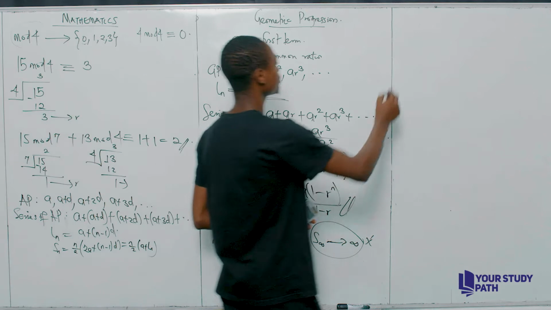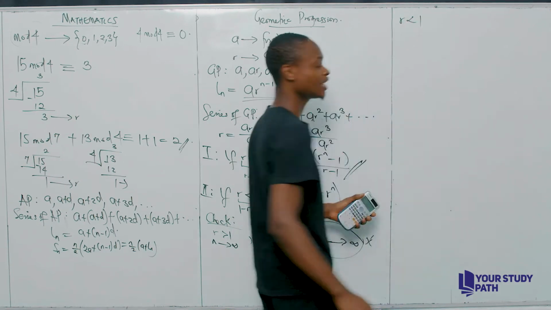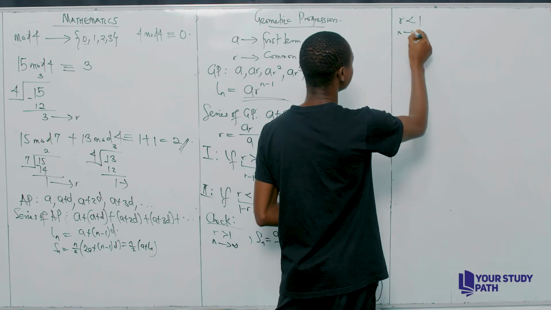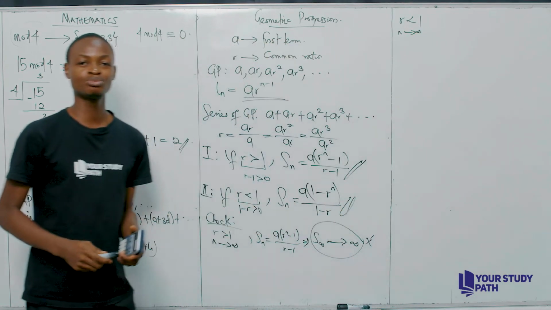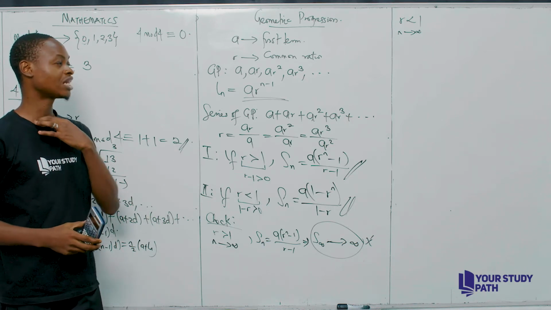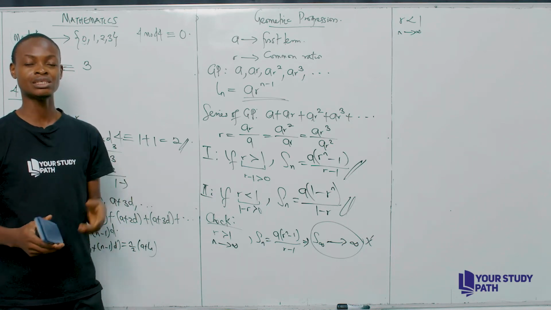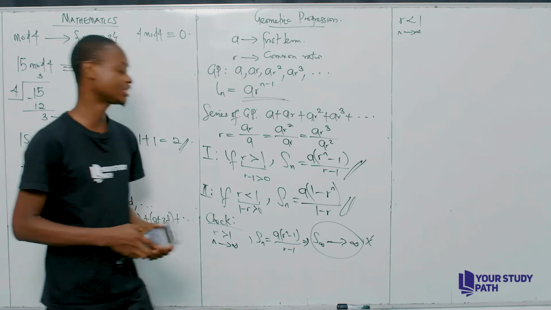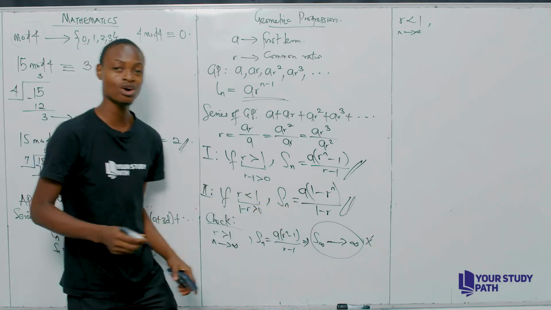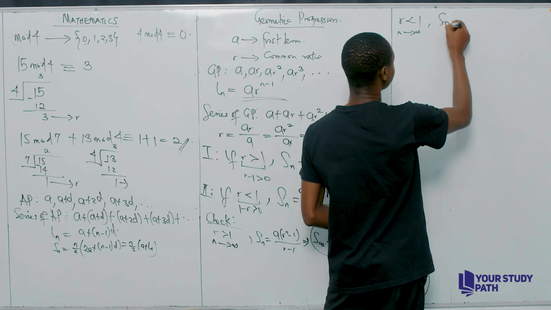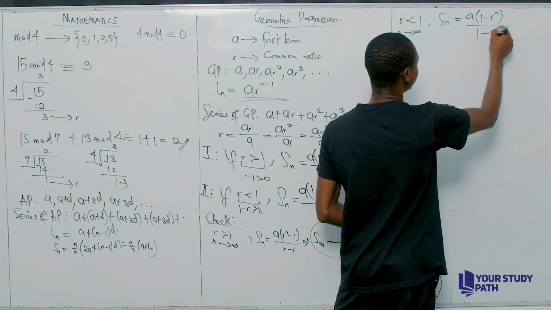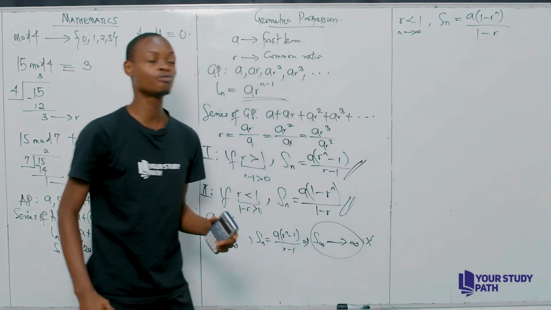If r is less than 1, let's see what happens. If r is less than 1 and the number of terms still becomes increasingly large, we have a lot of values we can consider. We can consider values like -5, -3, -10, -5 million. Let's see what happens if you consider those values. Because r is less than 1, it means we are using the second formula. So you have that Sn is equal to a into 1 minus r raised by n divided by 1 minus r.